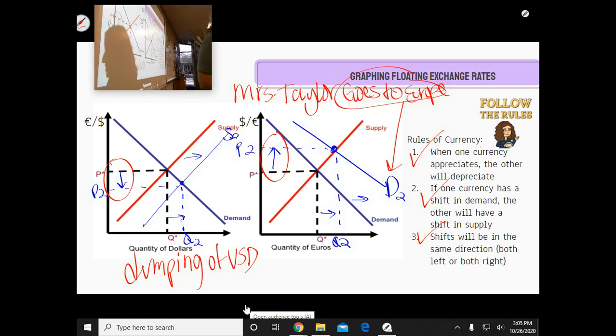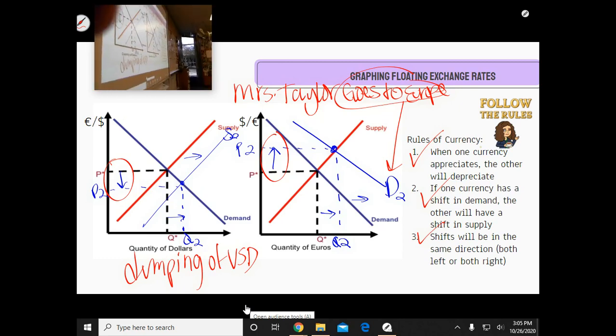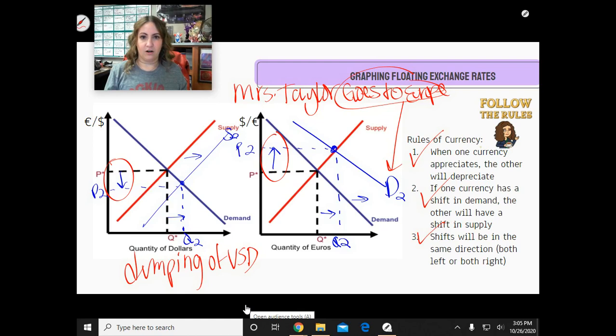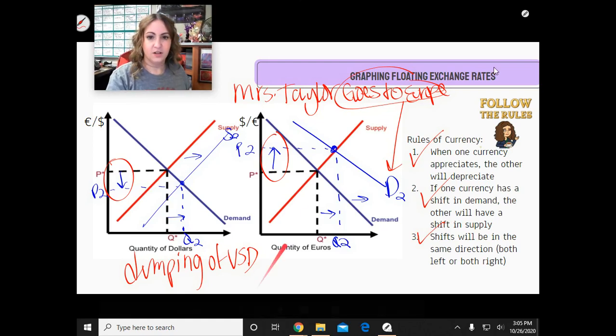Anyway, that just explains the three rules of currency and how they relate to each other.